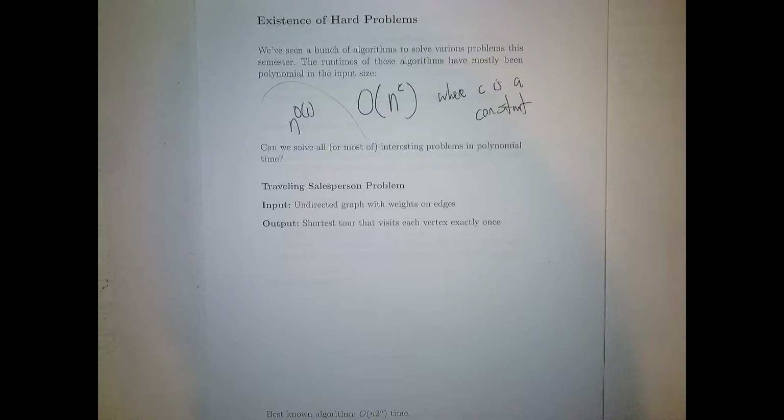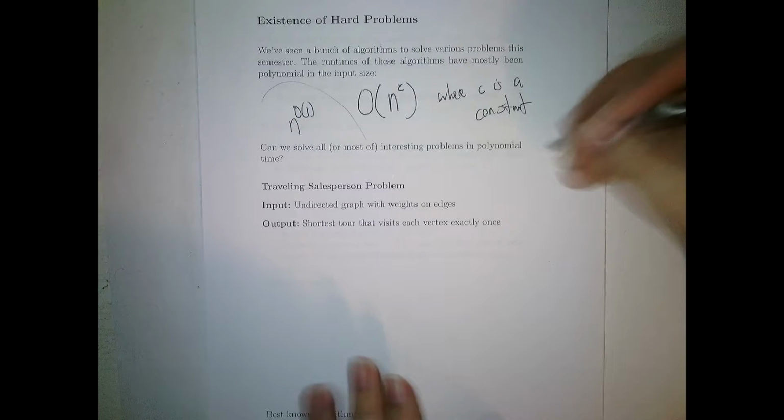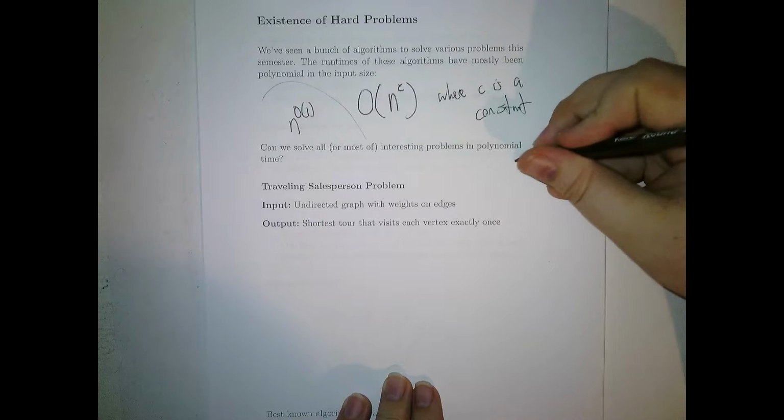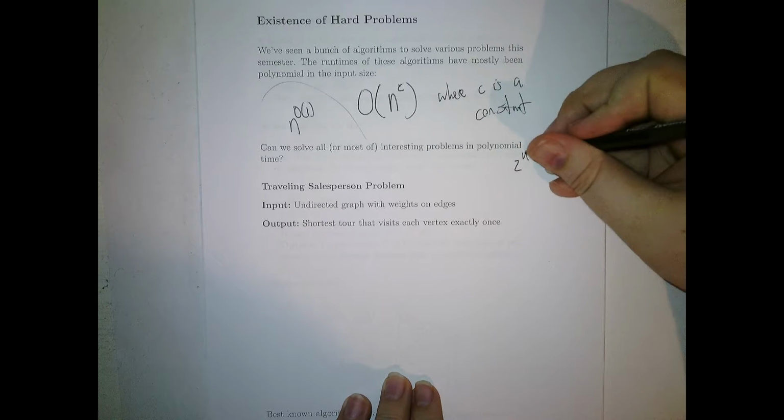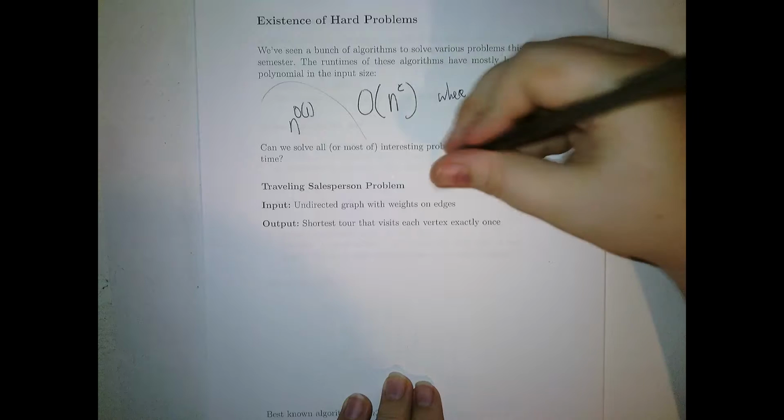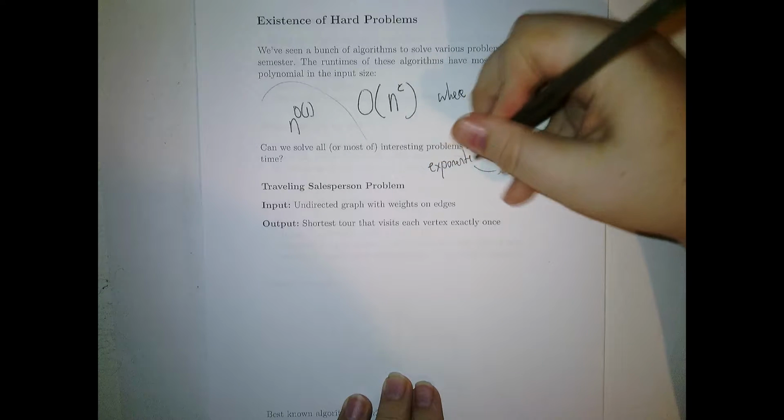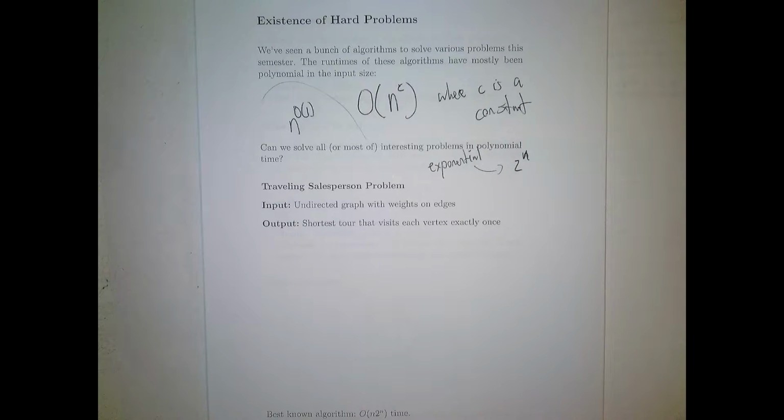That's polynomial runtime. A question you might ask yourself at this point is, can most problems be solved within n to a constant runtime? Seems like the problems we've seen so far, we found ways to do it. But are there any problems that, say, require like a 2 to the n runtime or something like that? This is not polynomial, this is exponential. Okay? Make sense? So that's what I want to think about today.